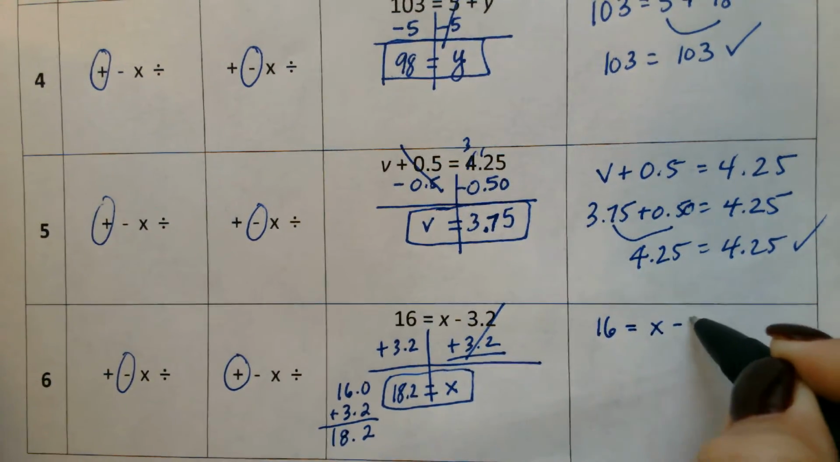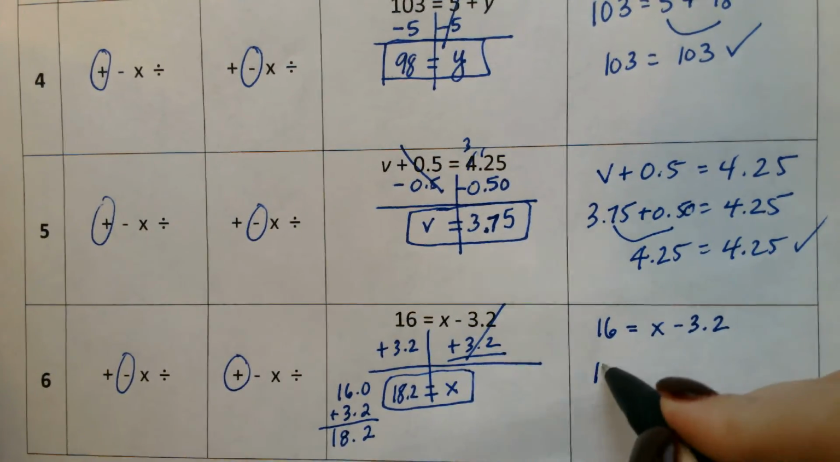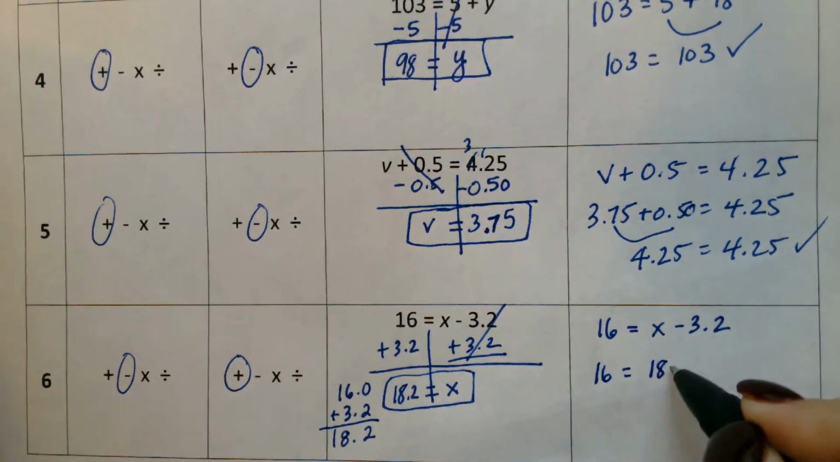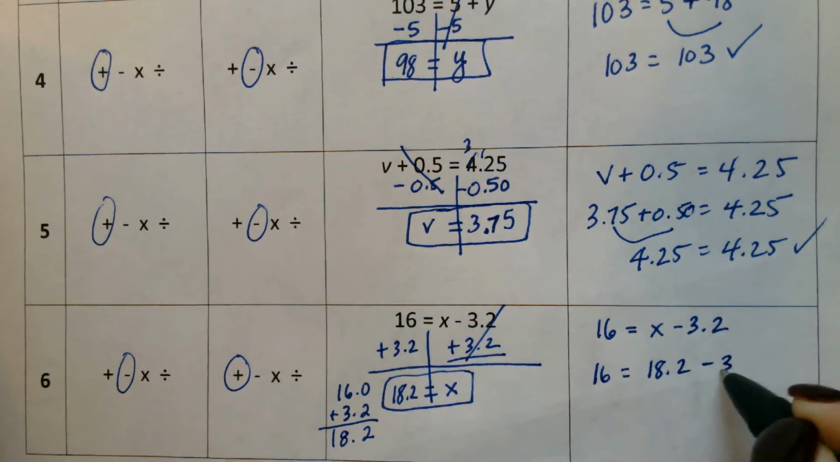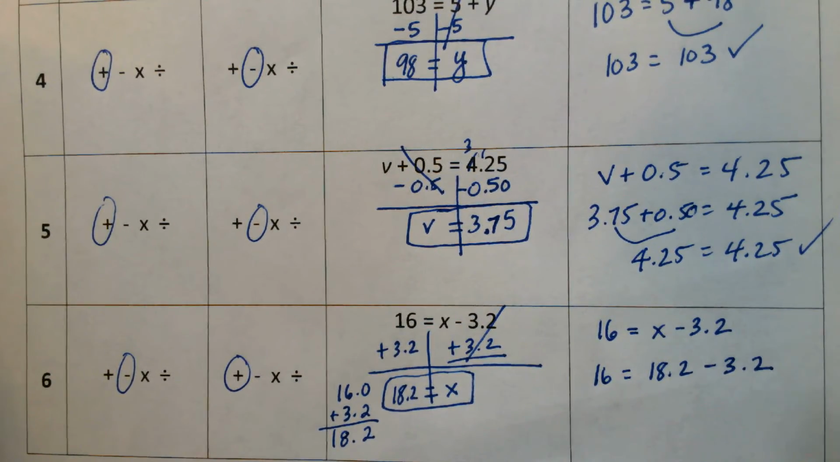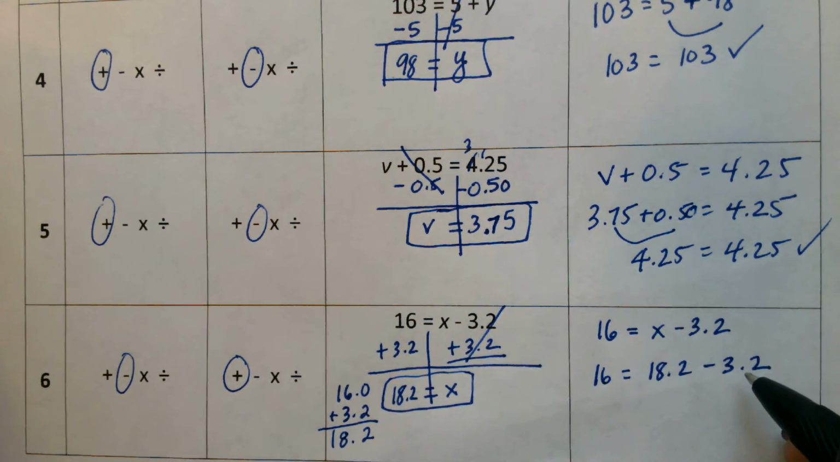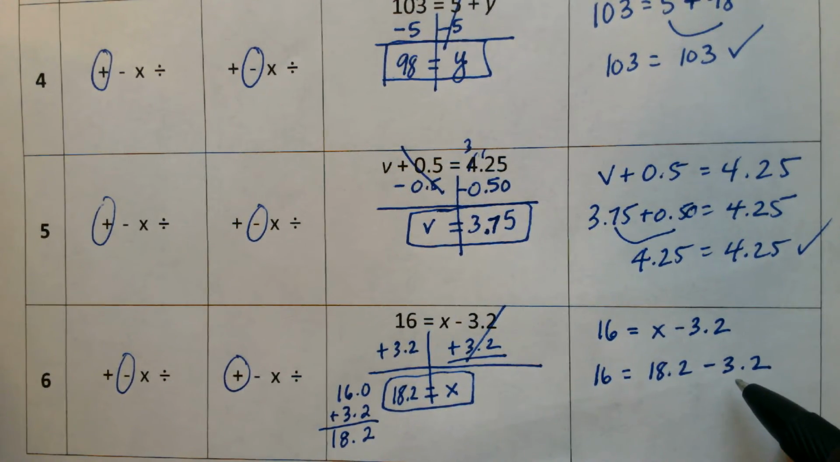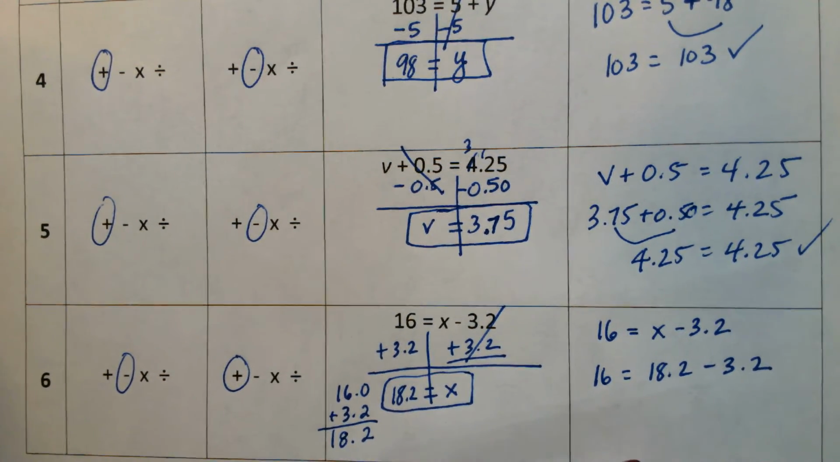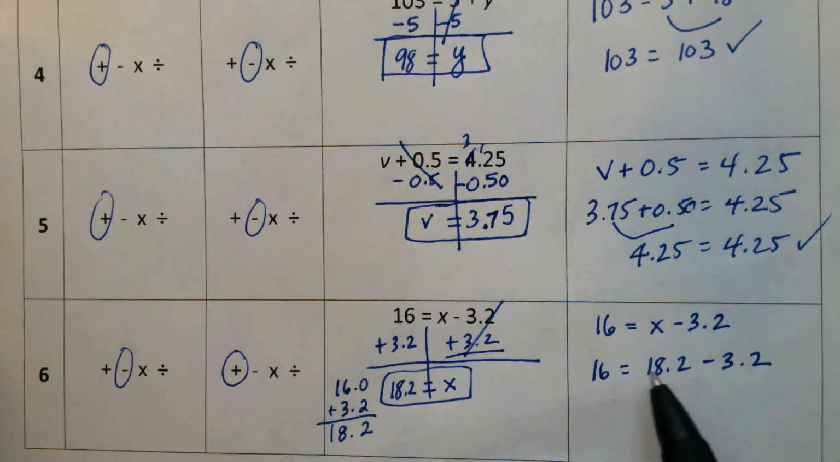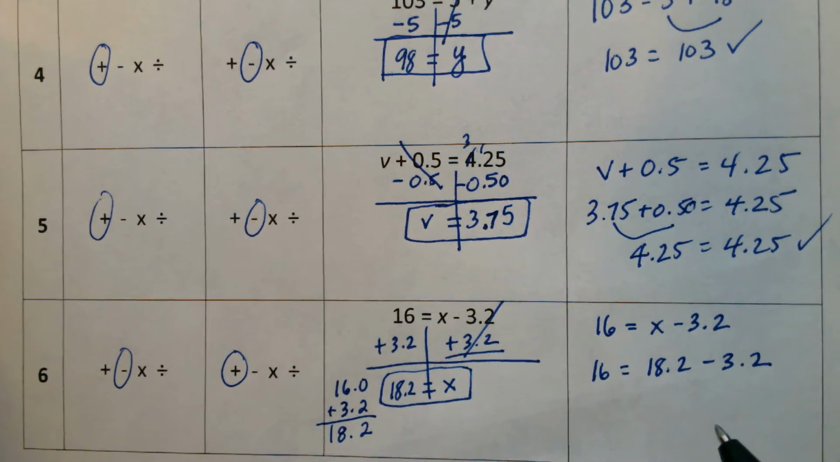I'm going to write my equation. 16 equals x minus 3.2. 16 equals 18.2 minus 3.2. So 18 minus 3 is actually 15. So 15, so something's wrong. Miss Hare did do something wrong here because 18 minus 3 is 15. We need 16. So something's wrong. I need to go back and check my work.